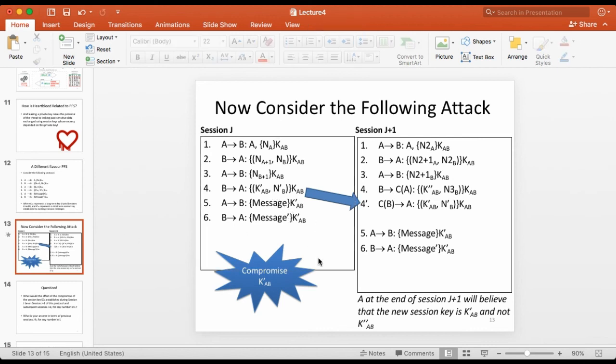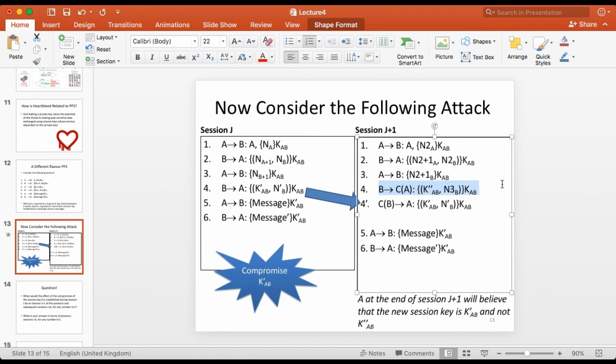So the question is, will that impact the security of the next session? In this case we're not looking at the past, we're looking at the future. That's why it's a different flavor of the PFS property. If we look at the next session, we see that everything goes as normal until we reach the fourth message.